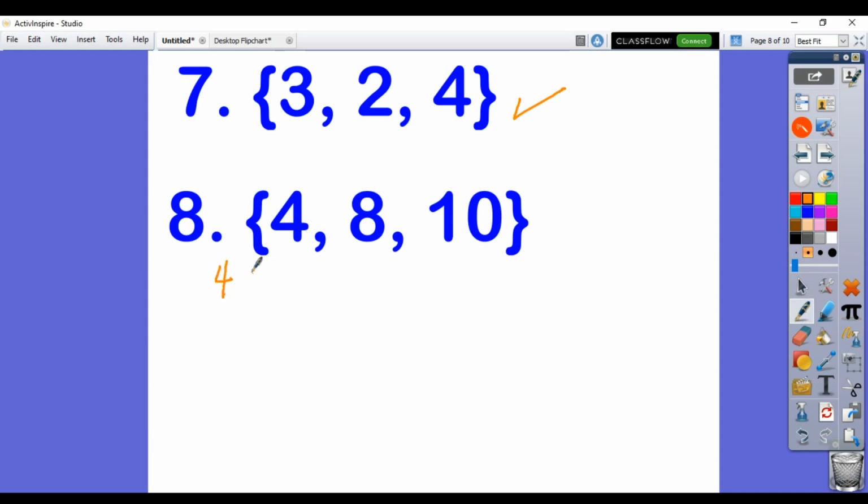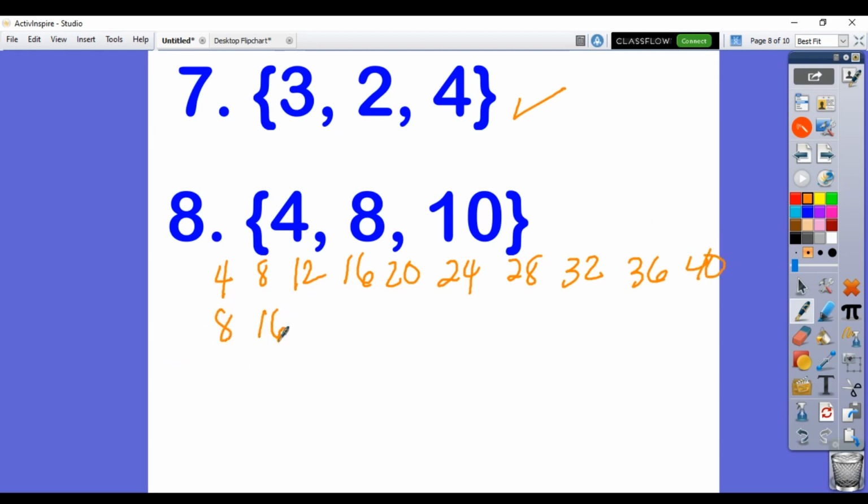So let me write down. For 4: 8, 12, 16, 20, 24, 28, 32, 36, 40. For 8: 8, 16, 24. I see a 24 here and a 24 there, right? For 10: 10, 20, 30. If you notice, there's no way I can get 24 there anymore. So I have to continue with the 8: 8, 16, 24, 36. There's a 36 here, and a 36 here, but you will not get the 36 on the 10 because the next number is 40. So keep going.